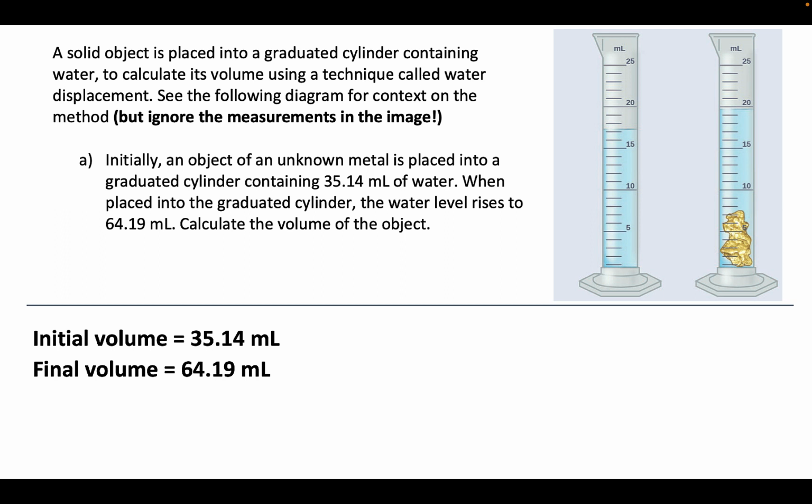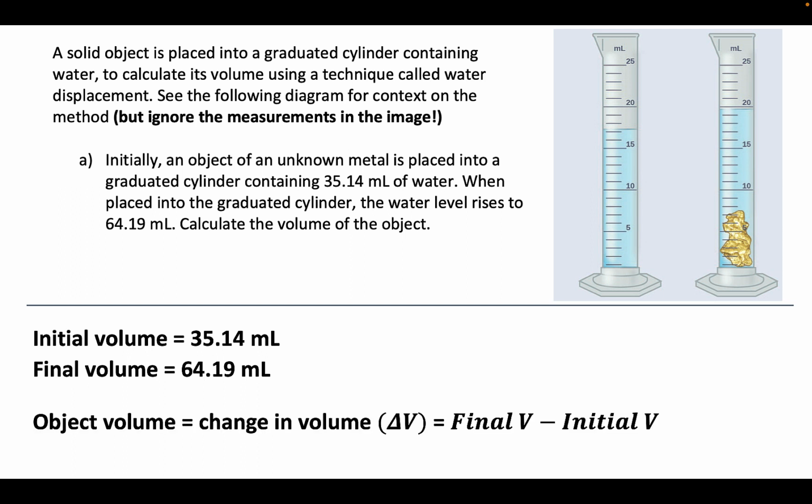Then we want to see, well, what is the change in volume of this graduated cylinder? Because whatever that change in volume is, will be the volume that this object would have occupied. So to calculate this, the object volume must be the change in volume, or delta V, with this capital delta, the triangle, being a symbol for change. Therefore, this is the final volume minus the initial volume. Whenever you see change of something, that's going to be final minus initial for that property.